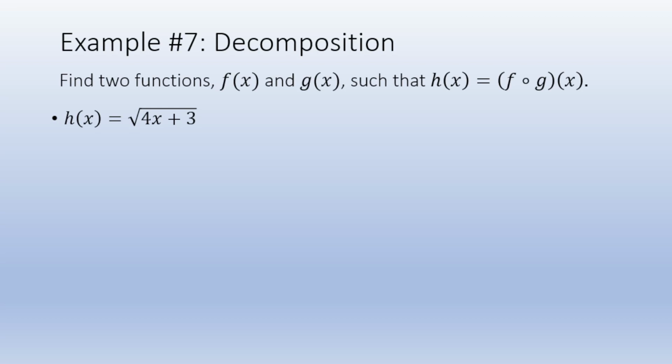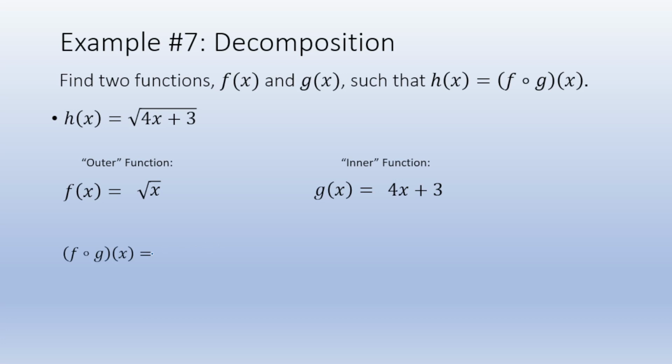So let's say our function is h of x equals the square root of 4x plus 3. Now in this function, you can see that there's an outer part and an inner part to it. We have a square root over this entire expression 4x plus 3. So we can break this expression up in terms of an inner function and an outer function. The inner part of this function would be 4x plus 3, so that would be our g of x. Our outer function is the square root part, so we'll refer to that as the square root of x, and that will be f of x for us.